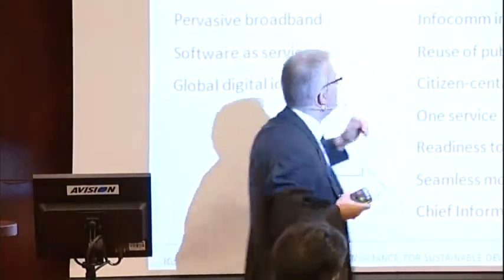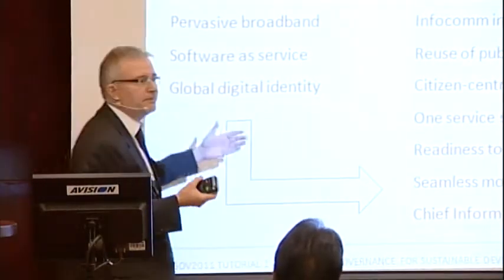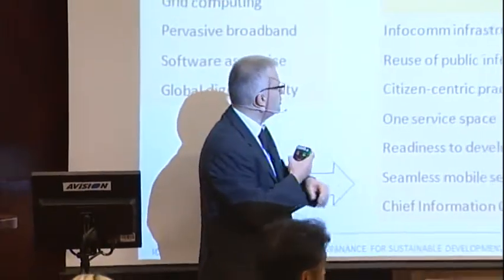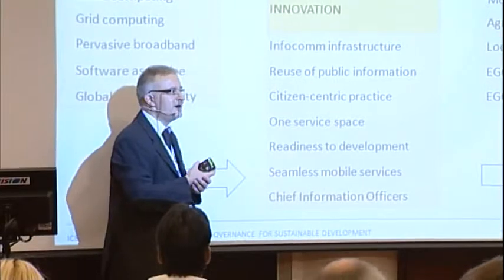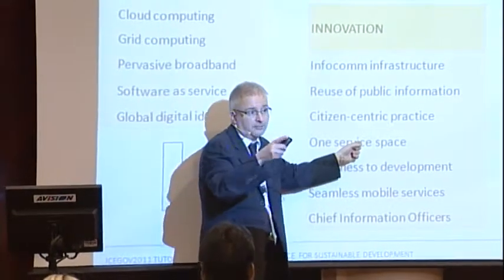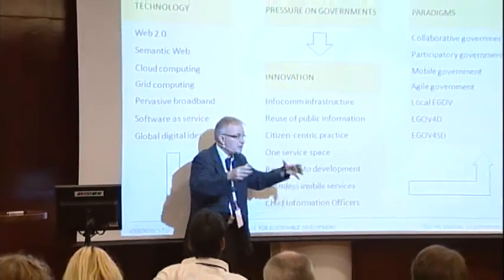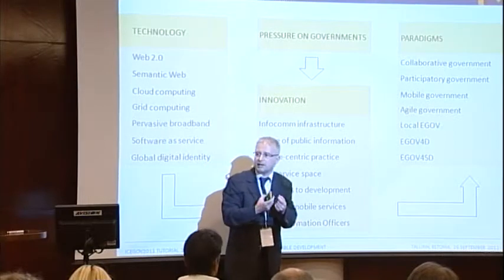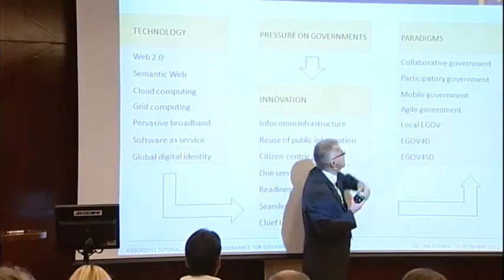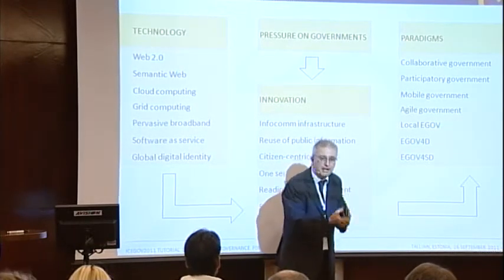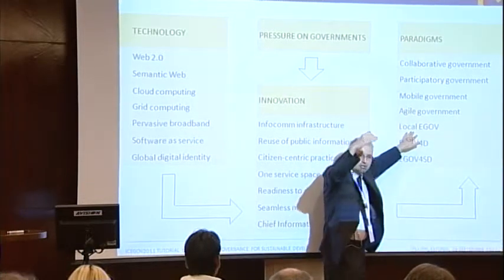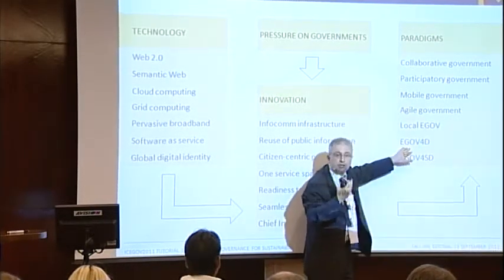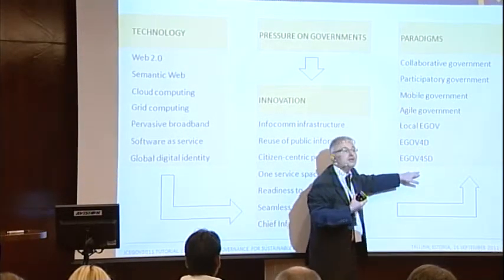So in response to the pressures and utilizing the technological progress, governments are innovating. They are innovating in terms of the development of infocom infrastructures, in terms of reuse of public information, citizen-centric practice, one service space. This is from Estonia. Public, private, and voluntary sector services come together into one space, etc. And this innovation, in turn, results in fundamentally new ways, new paradigms of public administration and governance, like collaborative government, participatory government, mobile government, agile government, and local e-government, so the shift from national down to provincial and local level e-government to deliver concrete benefits to people, and the two manifestations of eGov in the development and in the sustainable development concept.